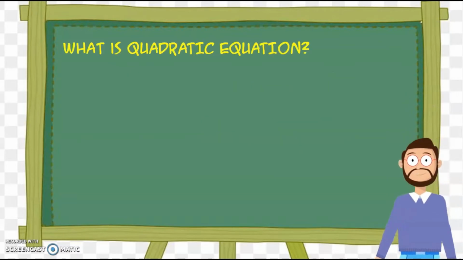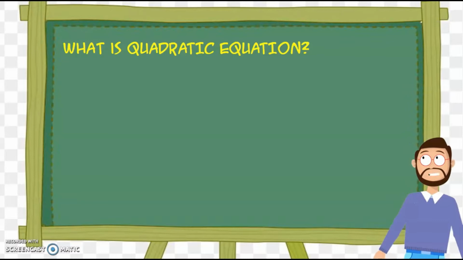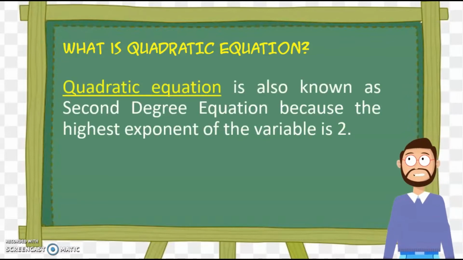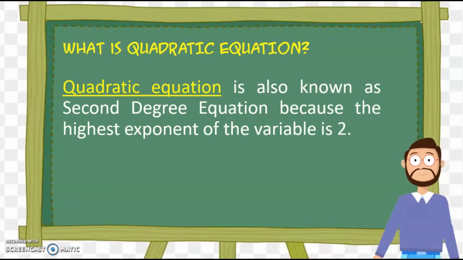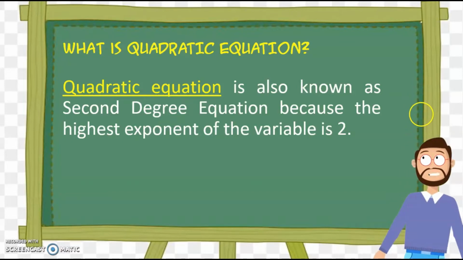But first, we need to define what is quadratic equation. A quadratic equation is also known as second-degree equation because the highest exponent of the variable is 2.